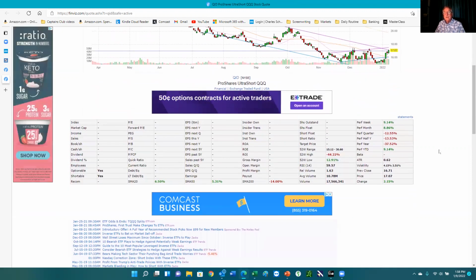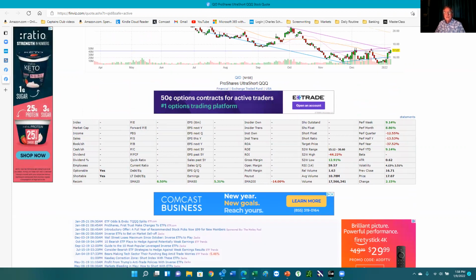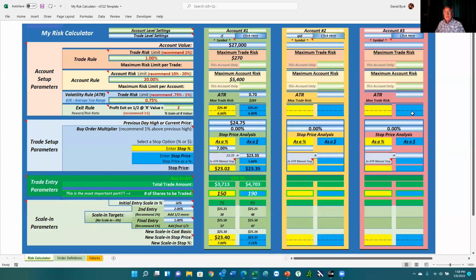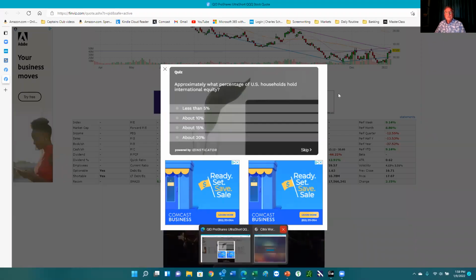The ATR is 0.62. So we go back here and we put 0.62 for our ATR. We have 27,000. It's the same account. But now we can do 2 stocks side by side. The price, I didn't look at the price. The price on this one.